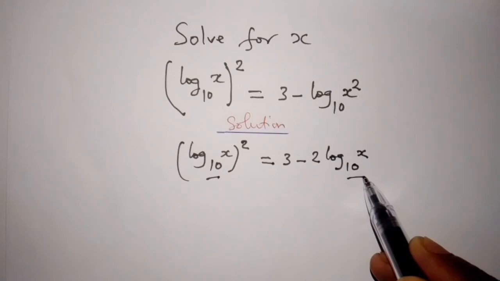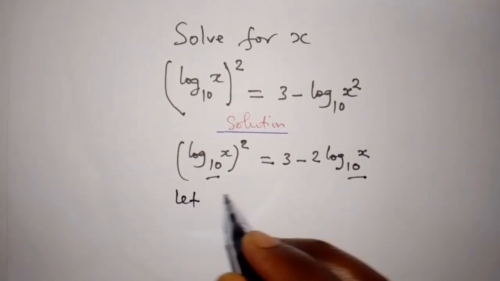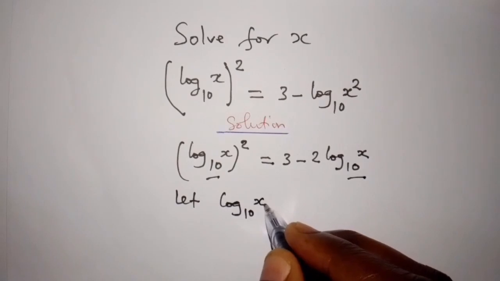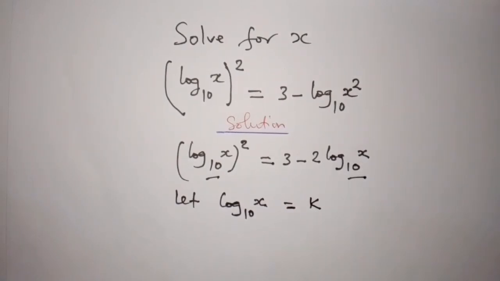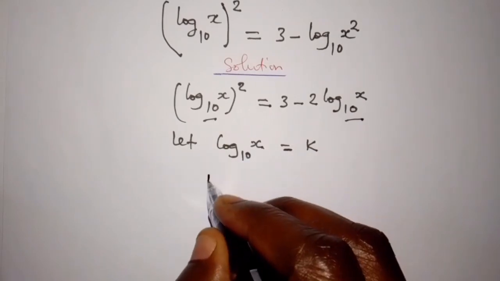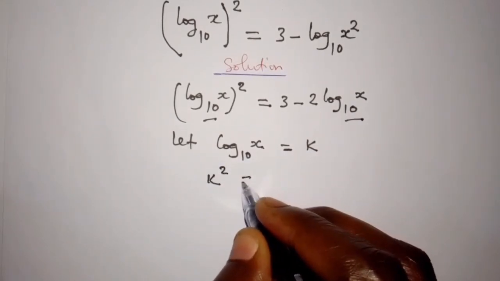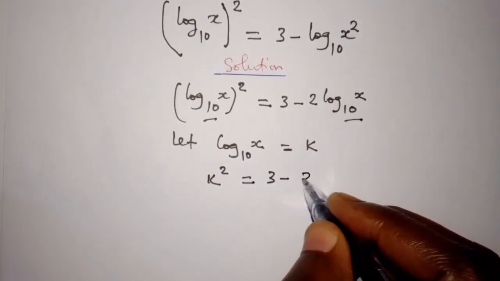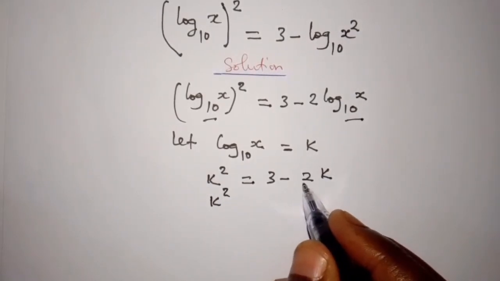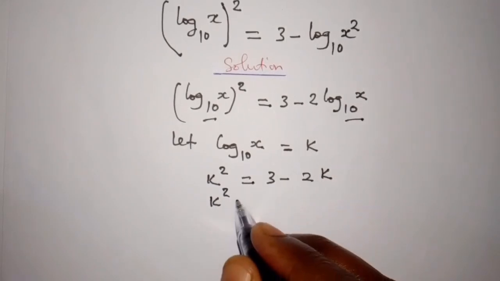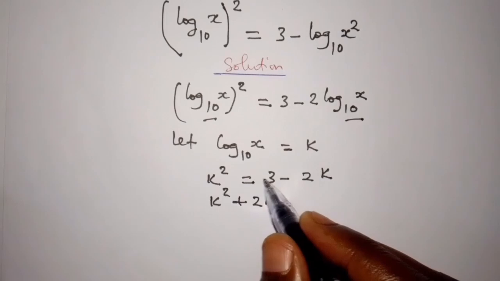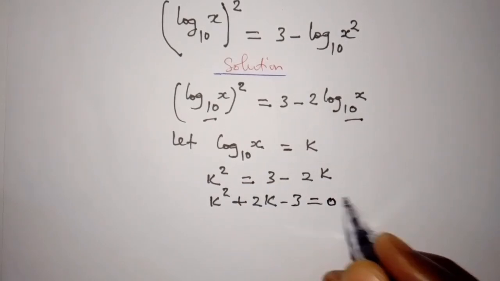Now we can say that let log base 10 x be k. Then now we can express this as k squared is equal to 3 minus 2k. K squared, we bring negative 2k to this other side, it becomes positive 2k, plus 2k, we bring positive 3 to this other side, it becomes negative 3 is equal to 0.